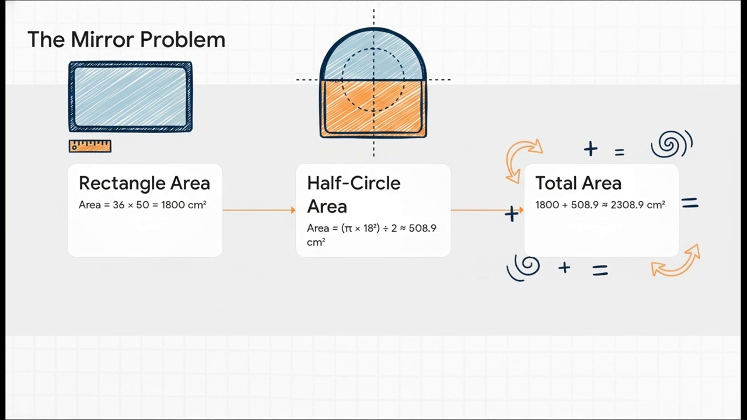First, we'll find the area of the rectangular part. 36 times 50. That gives us 1,800 square centimeters. Easy. Then we've got to tackle that half circle on top. Now, the area of a full circle is pi r squared. So for a half circle, we just divide that by 2. That gives us about 509 square centimeters. Add them together, and the total area is roughly 2,309 square centimeters.